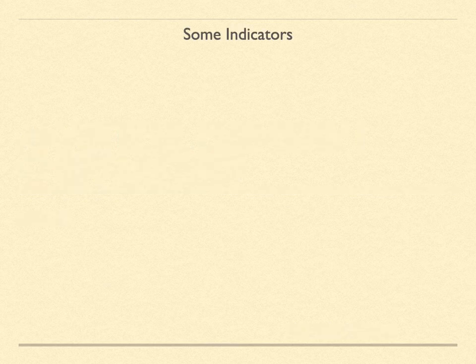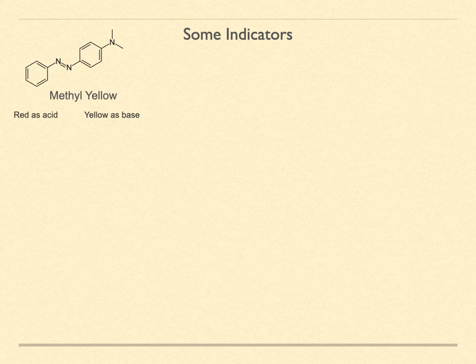An indicator is a molecule whose color is different when it is in its acidic or basic form. There are many different indicators available. Their utility spans the entire pH range from 0 to 14. Here are some examples. Methyl yellow changes from red to yellow as the pH rises. Its transition occurs under rather strong acidic conditions.